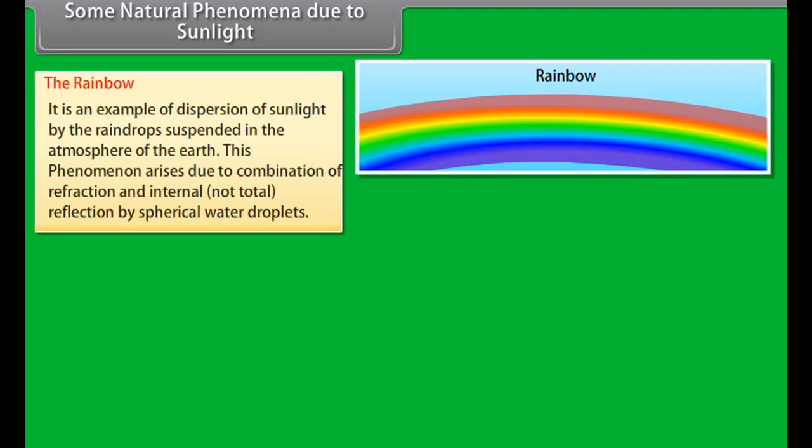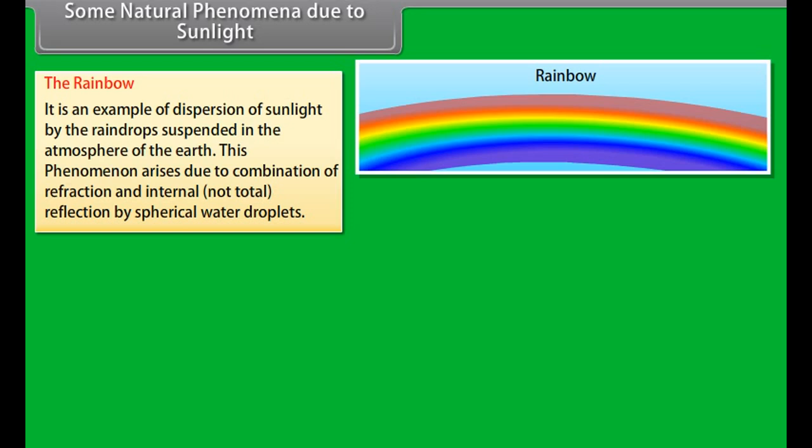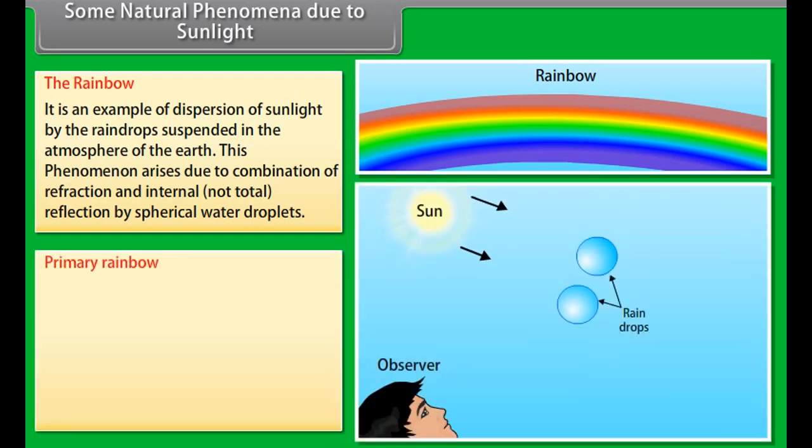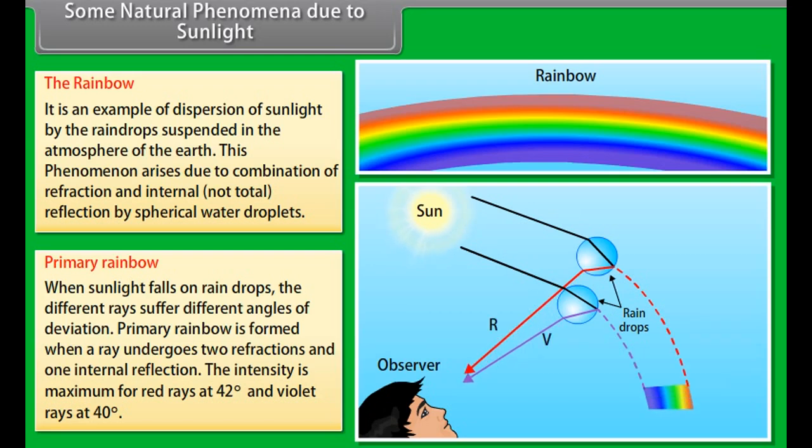Some natural phenomena due to sunlight. The rainbow. It is an example of dispersion of sunlight by raindrops suspended in the atmosphere of the earth. This phenomenon arises due to a combination of refraction and internal, not total, reflection by spherical water droplets. Primary rainbow. When sunlight falls on raindrops, the different rays suffer different angles of deviation. A primary rainbow is formed when a ray undergoes 2 refractions and 1 internal reflection. The intensity is maximum for red rays at 42 degrees and violet rays at 40 degrees.